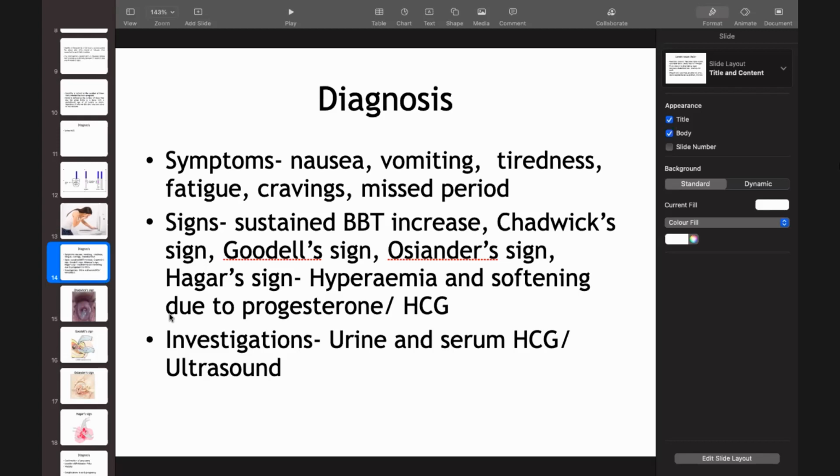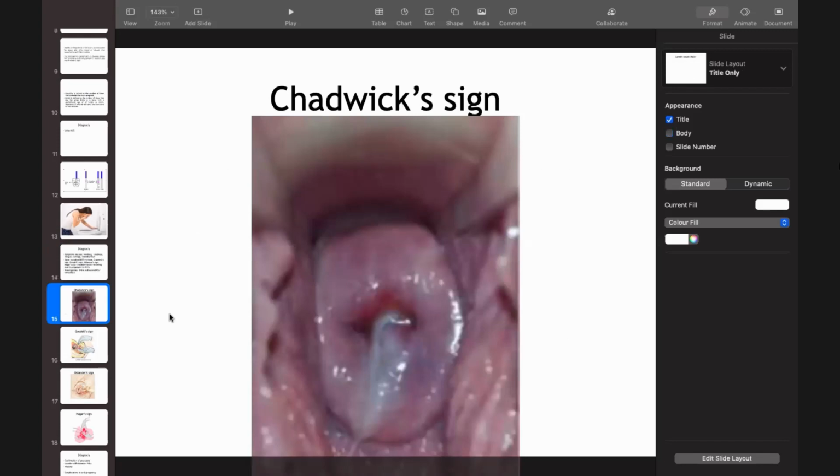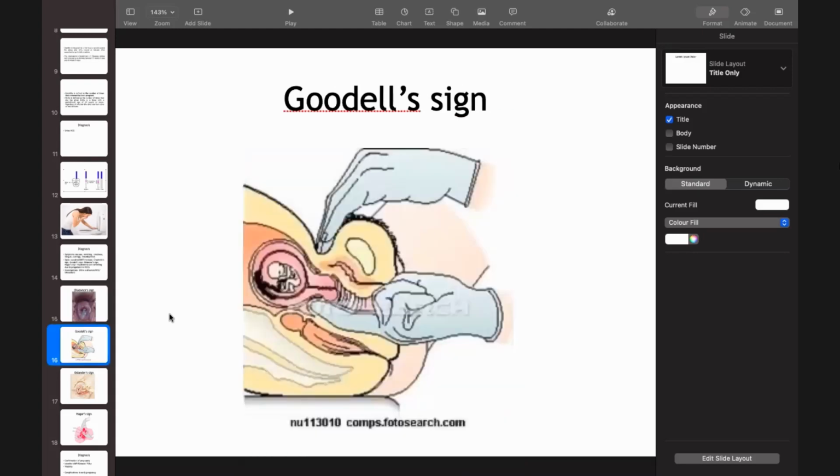Okay, and there are signs and symptoms. Signs, you don't necessarily have to know. These signs were practiced in the good old days. Those days they used to look for Chadwick sign, a bluish discoloration of the cervix. Then Goodell's sign, when they do a bimanual examination, the isthmus area is very soft.